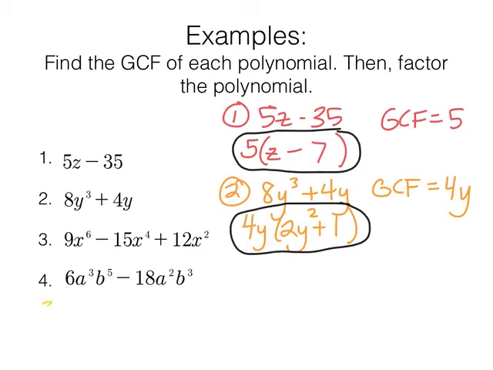Okay, for number 3. 9x squared minus 15x to the 4th plus 12x squared. So now I have 3 numbers to be thinking about here. Start with the smallest of the numbers, 9. 9 goes into neither 15 nor 12. What's the largest number that's a factor of 9 that's less than 9? Well, that's 3, and 3 goes into all 3 of them. So there is a 3 in my GCF. Now look at your variable terms.